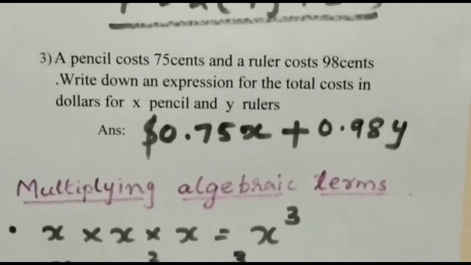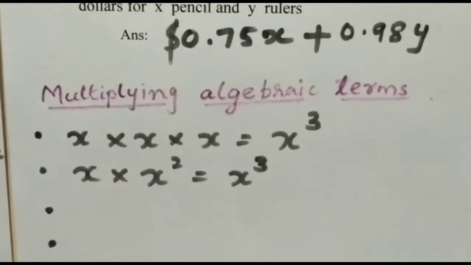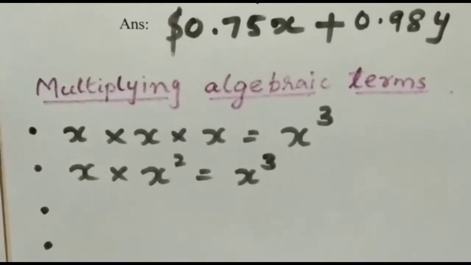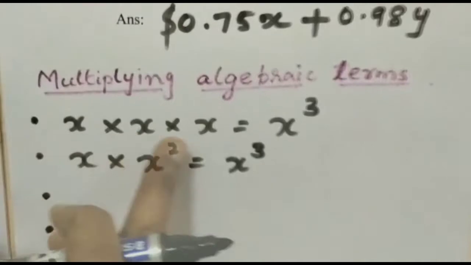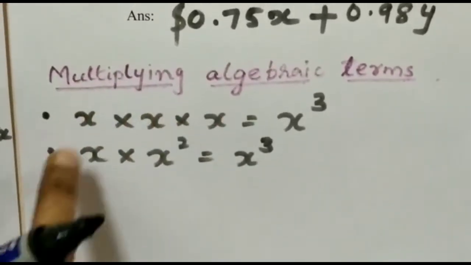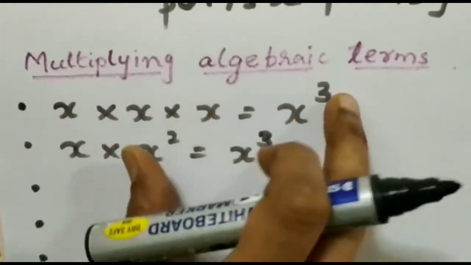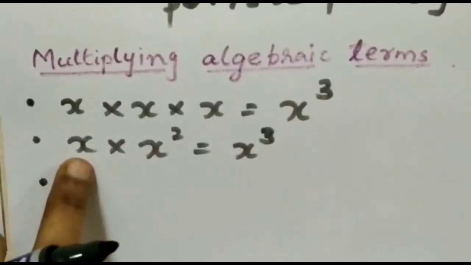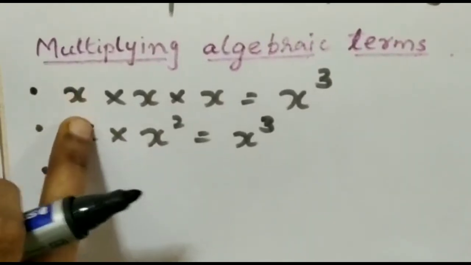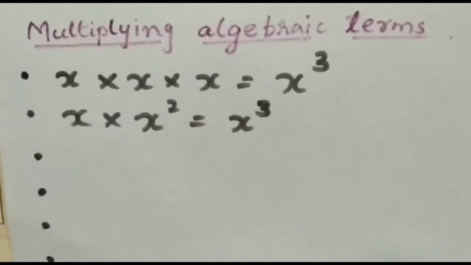Next topic, multiplication of algebraic terms. Addition we learned before. So for multiplication, what are the rules? The basic rules you should understand. x multiply x multiply x. For the same variable, you should add the powers. The power here is 1. 1 plus 1 plus 1. So the answer is x raised to 3. x multiply x square. Also the same variable. The power here is 1 and this is 2. So while adding it becomes 3. So the answer is x raised to 3.